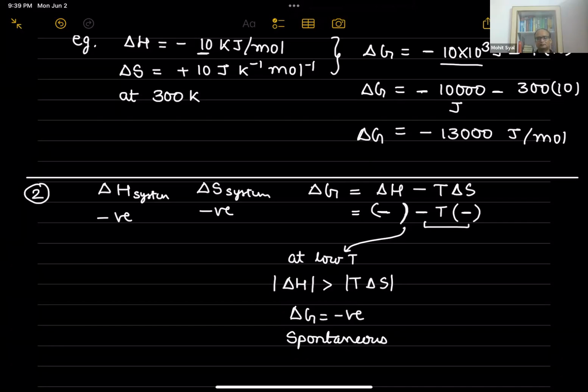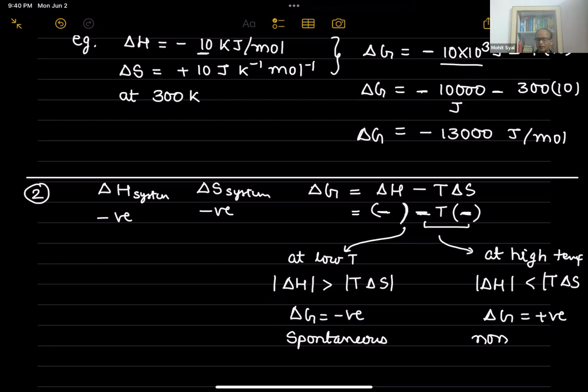Suppose if you take at a very high temperature, delta H becomes small and T delta S is large. And the sign for the T delta S is positive because negative, negative is positive. So delta G is positive. It is non-spontaneous.